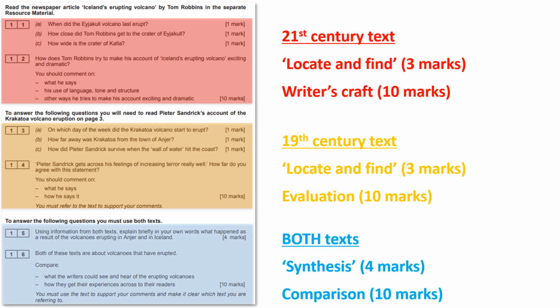The final 2 questions will ask you to look at both the texts together, with question 5 being a 4-mark synthesis question, whilst the final question will ask you to compare the 2 texts for another 10 marks. Overall, you can see how Section A is divided into thirds, with each third being worth almost exactly the same amount of marks.